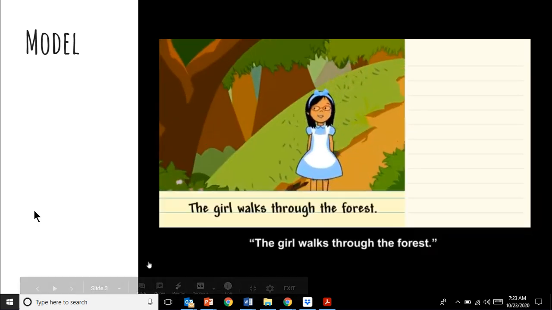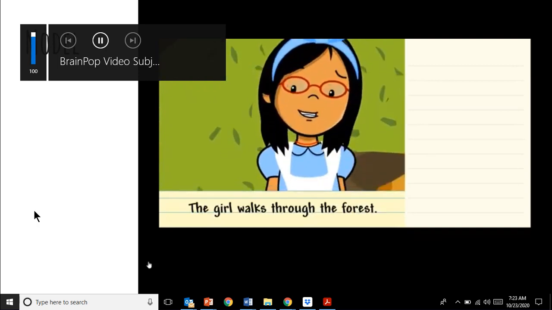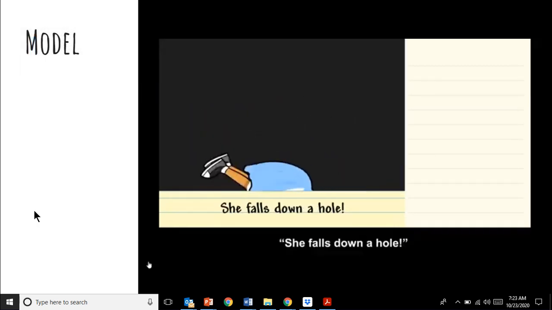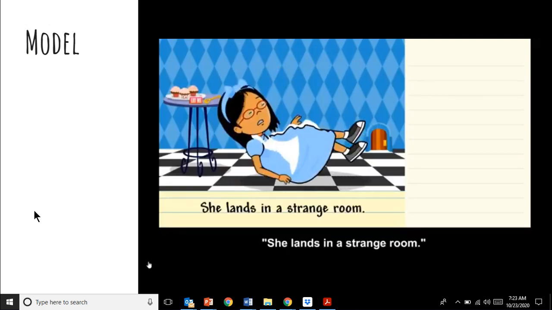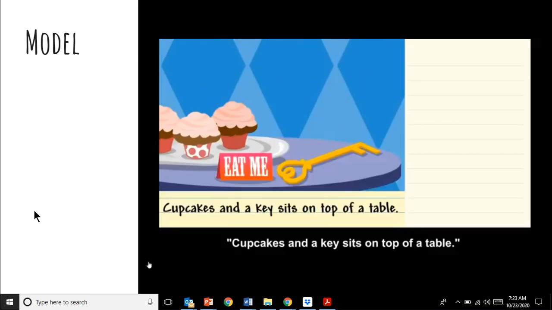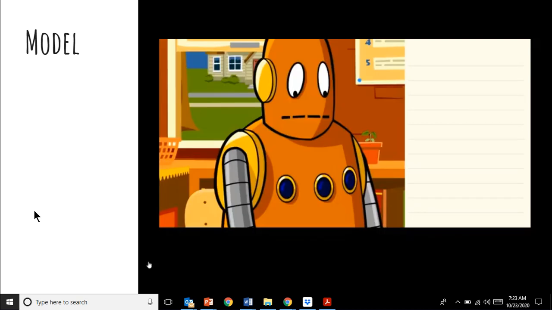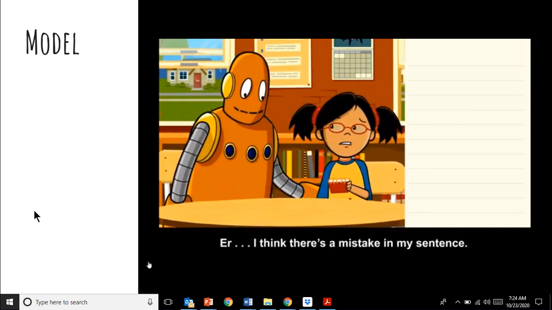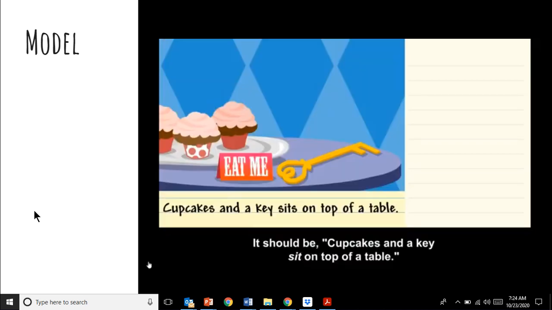The girl walks through the forest. She falls down a hole. She lands in a strange room. Cupcakes and a key sits on top of a table. I think there's a mistake in my sentence. Should be cupcakes and a key sit on top of a table.